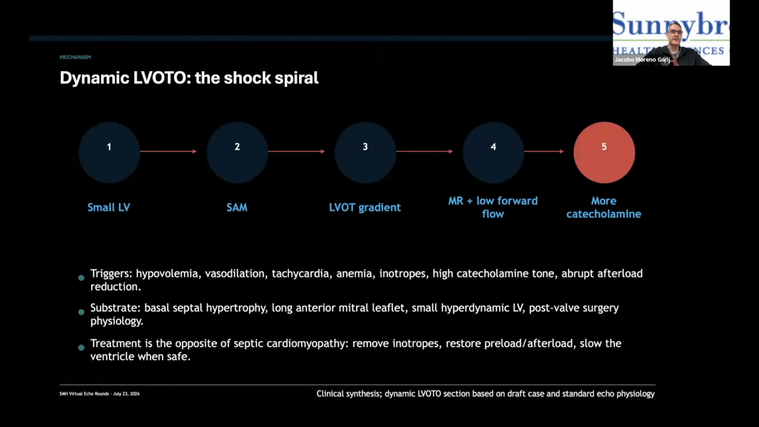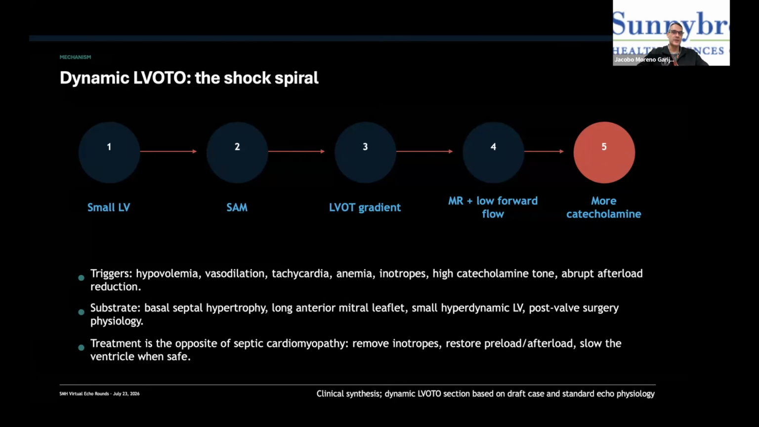So dynamic LVOT obstruction normally starts with a small LV cavity size, by hypertrophy or by hypovolemia. Then this may induce SAM, especially when you have a systolic hypertrophy on the septum. And then you start to get an LVOT gradient. Then with the LVOT gradient, you start to get MR and less flow that goes forward. Then you increase your catecholamines, and that is when you actually put the patient in danger, right?